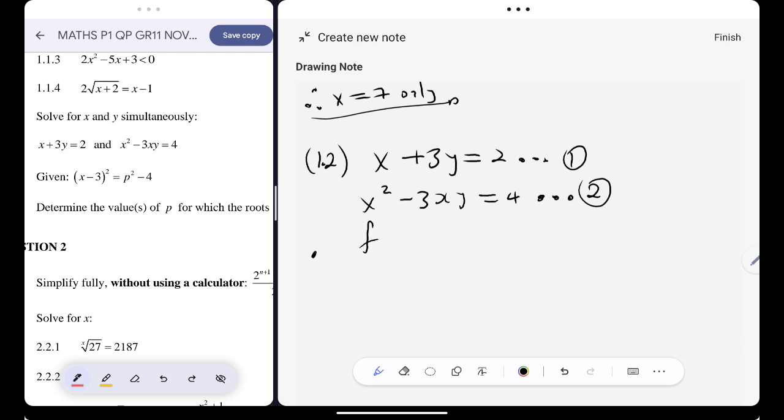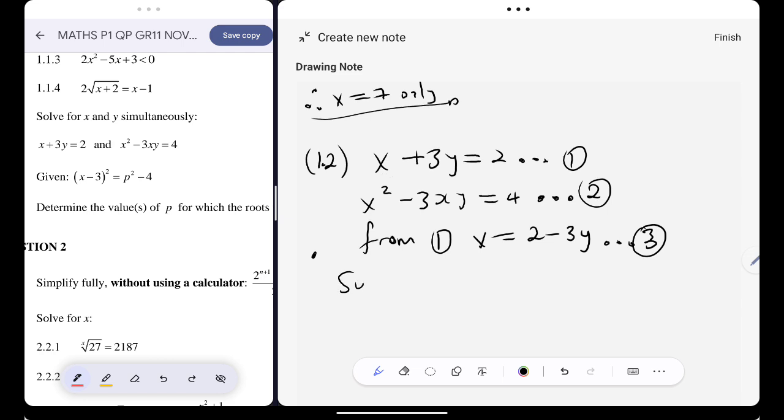Okay, from equation 1, I can say that x is equal to 2 minus 3y. This is equation 3. For me to solve for an unknown, I just need to solve for one unknown at a time. Are you together? Because I will only use one equation to solve. So by isolating x from the first equation, I made it the subject of the formula. That means I can use it to solve for y on the second equation.